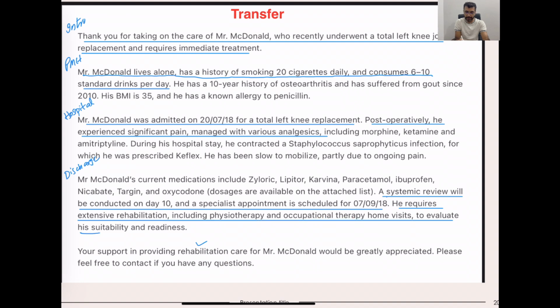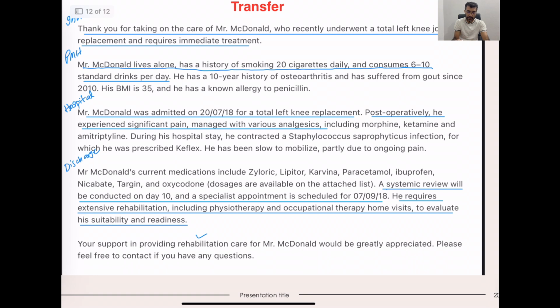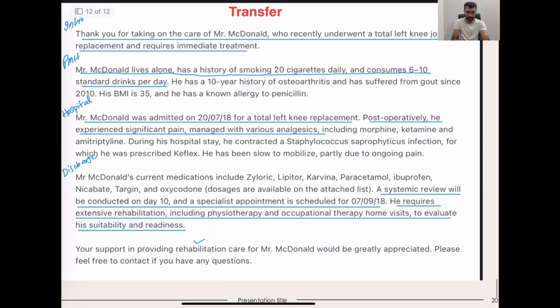So plans, everything is given here. Then is the conclusion. So this is the structure of a transfer letter.